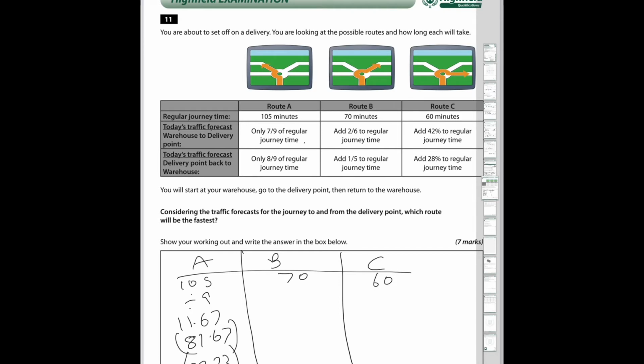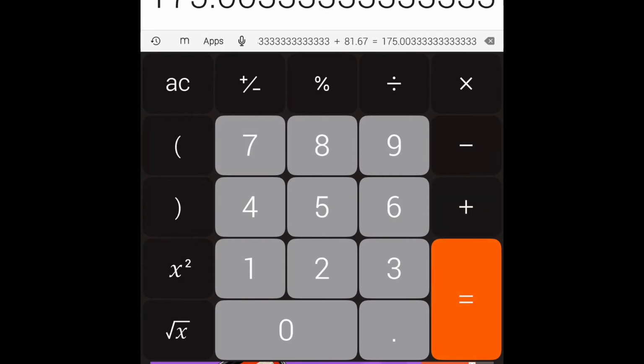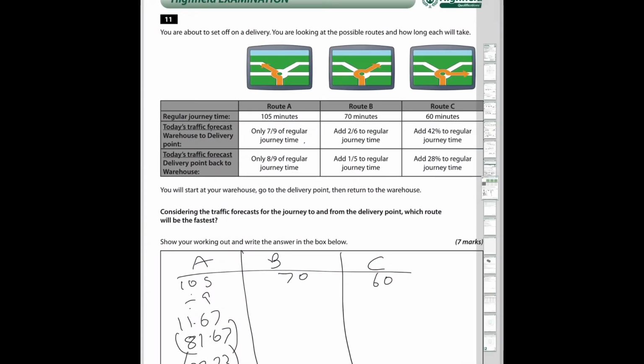So those are the 2 travelling times going there and back for A. So if we add those both up, it's 175 minutes. That's that done. So B, let's work out that one. So 70 minutes is the normal time. So journey there, add 2/6 to the regular journey time, and then add 1/5 to the regular journey time. Okay, so we're adding additional on for this one.